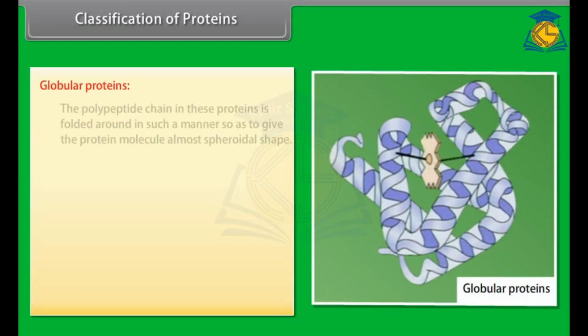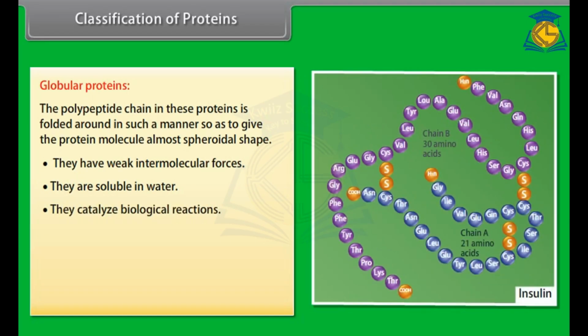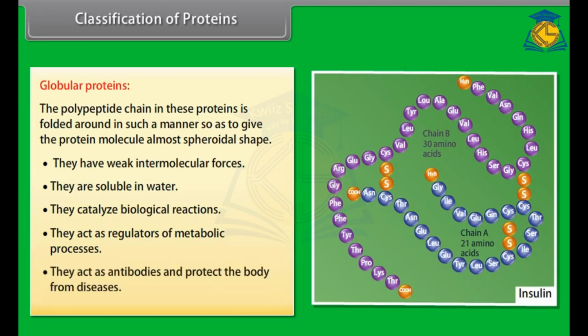Globular proteins. The polypeptide chain in these proteins is folded around in such a manner so as to give the protein molecule almost spheroidal shape. They have weak intermolecular forces. They are soluble in water. They catalyze biological reactions, for example, insulin and thyroglobin. They act as regulators of metabolic processes. For example, maintains blood sugar level. They act as antibodies and protect the body from diseases.